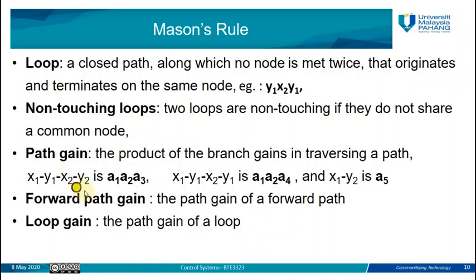Then we have the forward path gain. As we mentioned before, we have forward and we have backward. So the forward path gain is the path gain of the forward path. So we need to identify the forward path, then we calculate its forward gain.